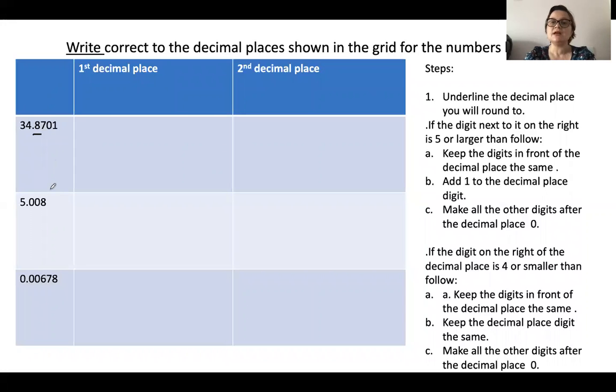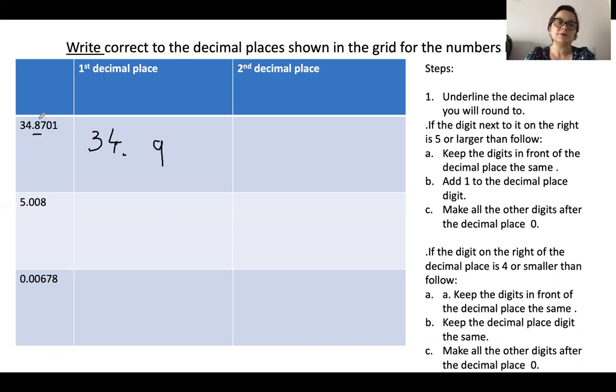There you go. If the digit next to it on the right, so this is the digit on the right, it's a 7, is bigger than 5, then it says keep the digit in front of the decimal place the same. So I'm going to rewrite them exactly as they are, put the decimal point next to it. Now, because 7 is bigger than 5, then add 1 to the decimal place. So 8 becomes a 9, and then all the other digits after the 9 become 0.